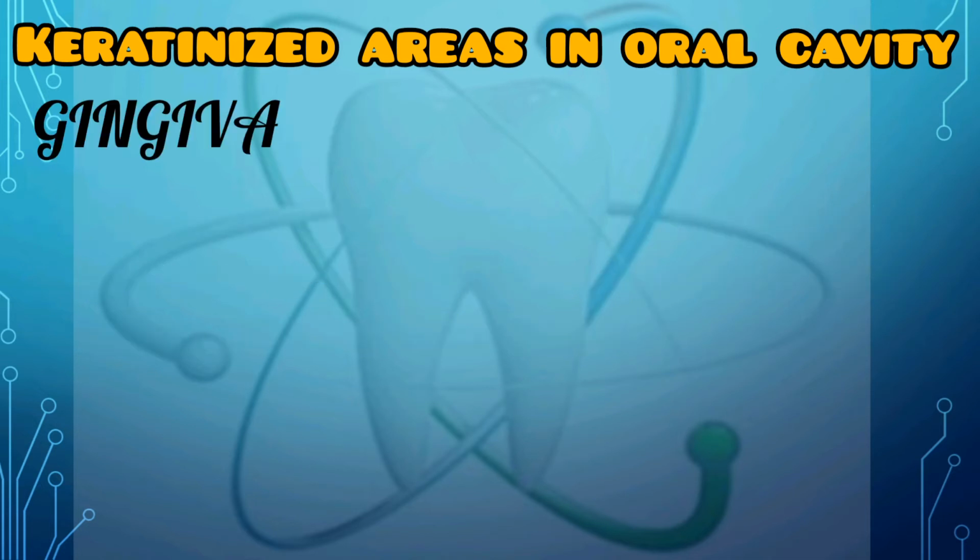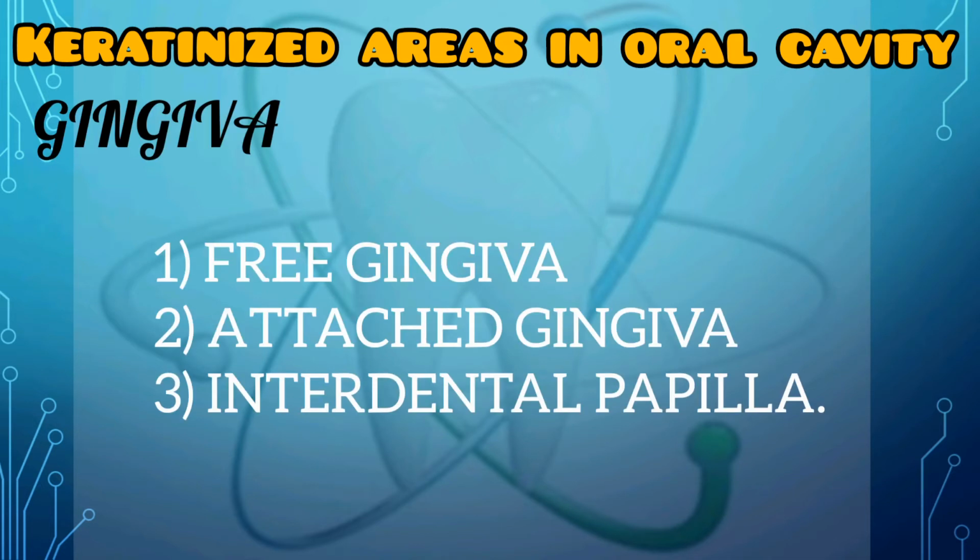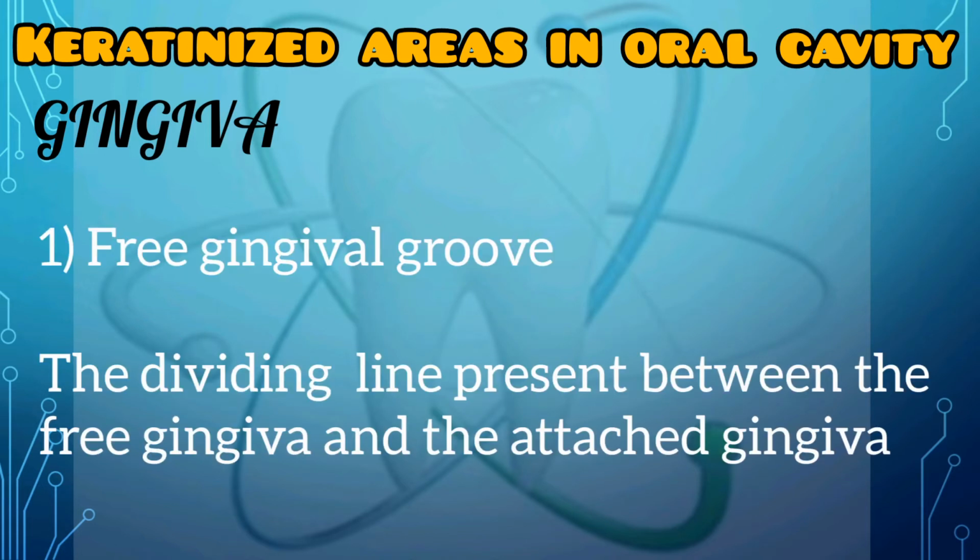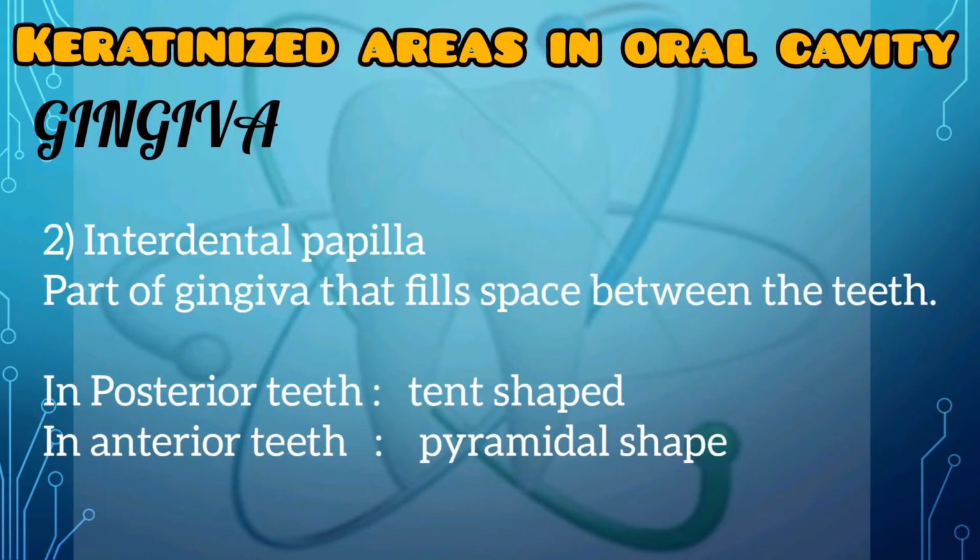So next we can go into the details of gingiva. As you all know, the gingiva can be divided into 3 parts: the free gingiva, the attached gingiva and the interdental papilla. The dividing line which is present between the attached gingiva and the free gingiva is called the free gingival groove. The interdental papilla here is the part of the gingiva that fills the space between the 2 adjacent teeth. In 3-dimensional view, the interdental papilla of the posterior teeth is tent-shaped and pyramidal in the anterior teeth.